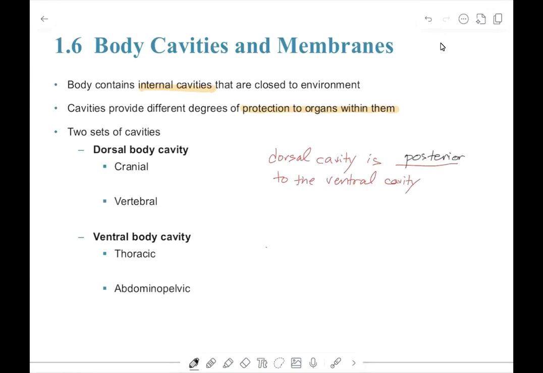If I, however, wrote it the opposite way, if I said the ventral cavity is blank to the dorsal cavity, you would use the opposing directional term that you learned about in the last video. So the ventral cavity is in front of the dorsal cavity. So we would say anterior.